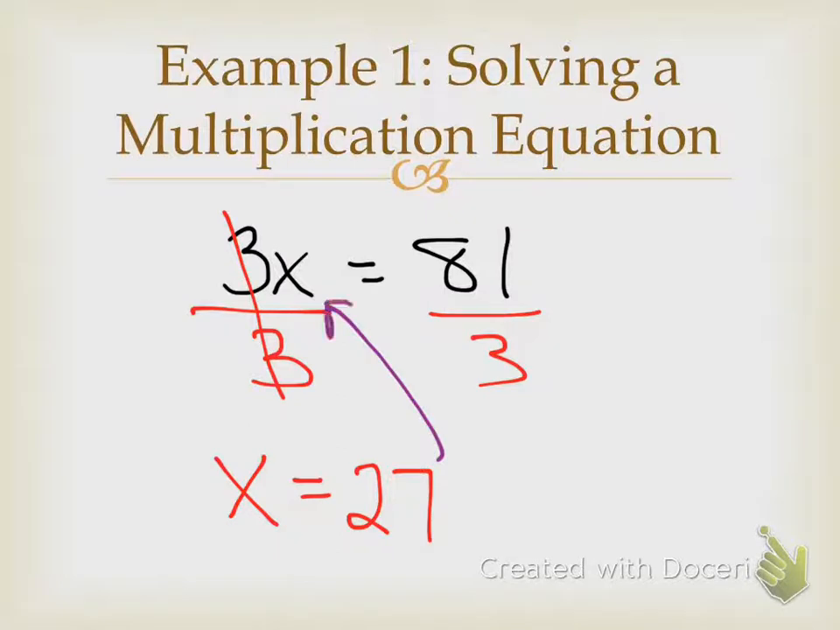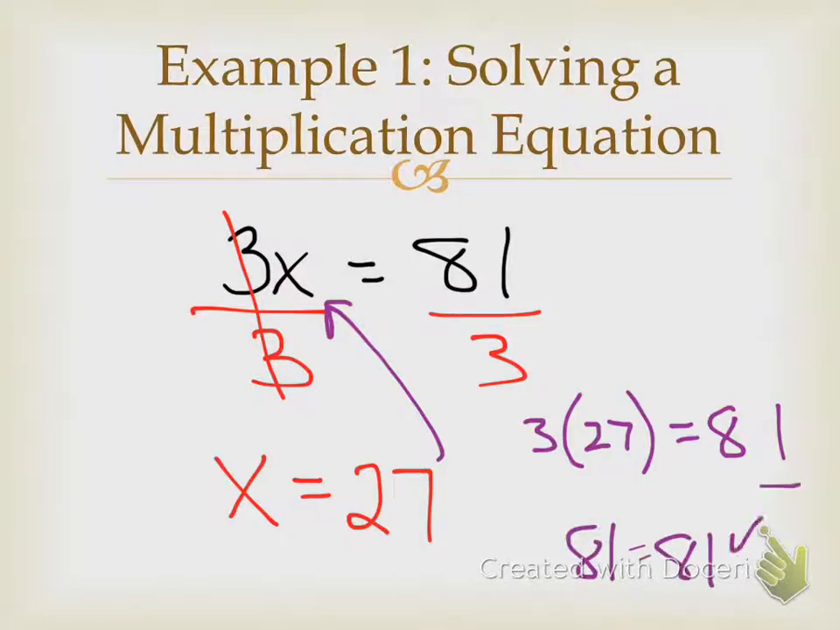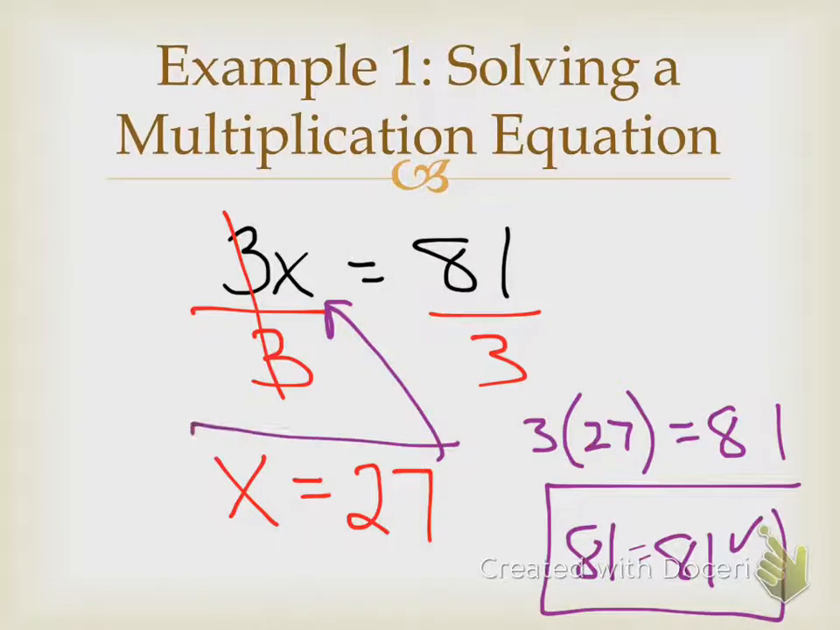27, plug back in. Is it true that 3 times 27 is 81? Yes. So at this point, I'm putting it back in my calculator. 3 times 27, does that give me 81? If it does, I'd say 81 equals 81, and I check it out. I box my answer and my checked answer.